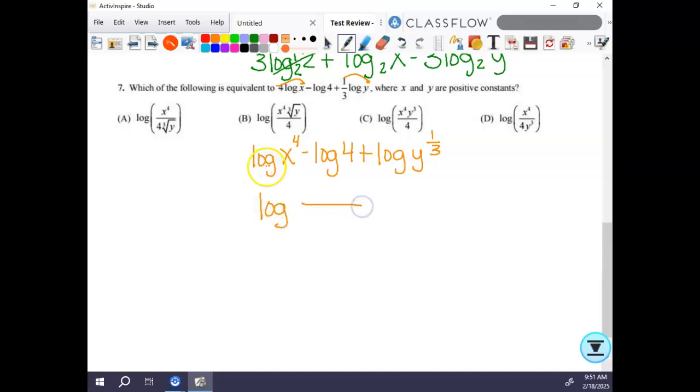Everything that is positive goes in the numerator, so that's x to the 4th. This is negative, so the 4 goes down here. This is positive, so I get y to the 1/3 in the numerator. And y to the 1/3 is the same as the cube root, so my answer is B.